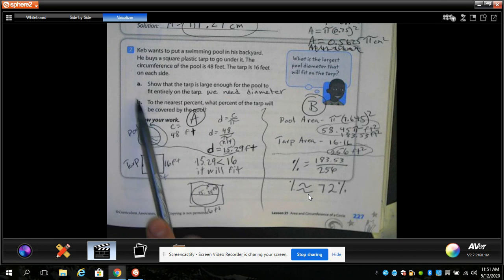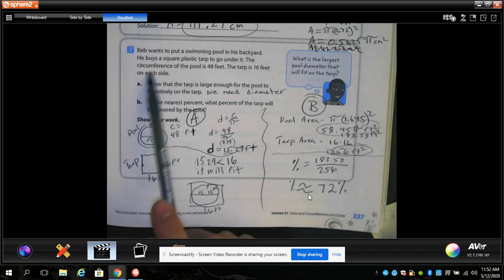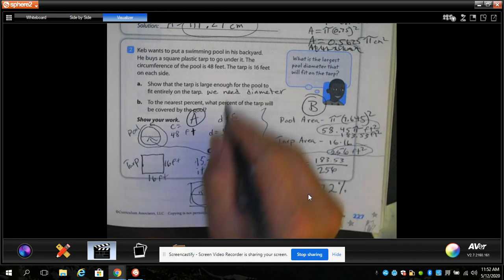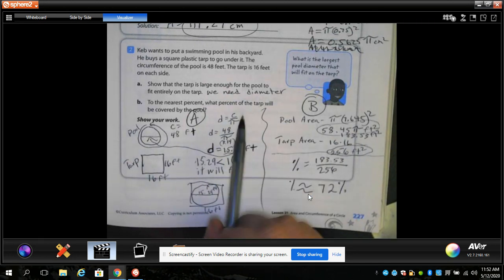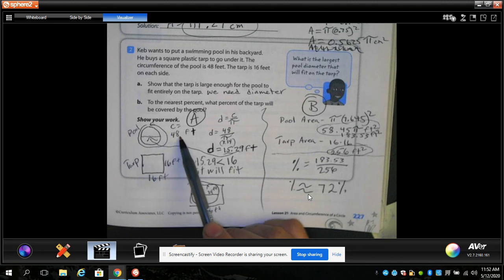So part A, you need to show that the tarp is large enough for the pool to fit entirely on the tarp. So they give you the circumference of 48 feet, and we need to get the diameter so that we can get the radius to figure out what the area is for both part A and B. So part A, looking at the pool, circumference is 48 feet.